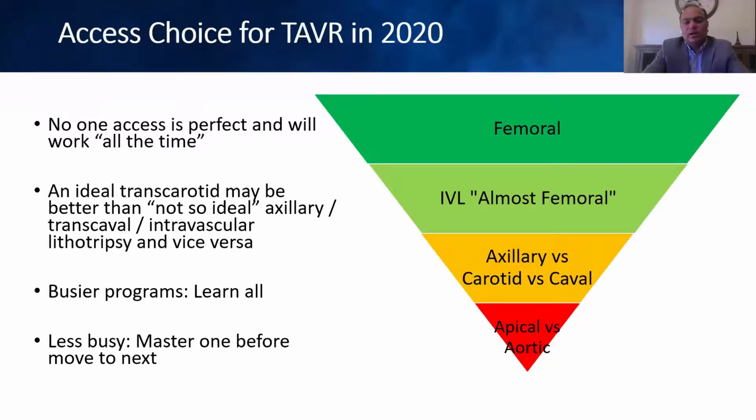This is somewhat our algorithm, that obviously femoral is the best and the preferred way. But then intravascular lithotripsy has the potential to convert an access almost like femoral. A few minutes of lithotripsy in short calcified segments could essentially make a non-transfemoral case femoral, therefore making it a very attractive option. And then obviously axillary, carotid, or transcaval, depending on the patient's anatomic characteristics and also your team skill level and your experience, with apical and aortic as the ultimate last options. Thank you very much.